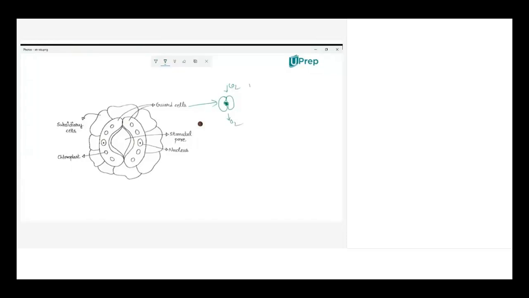The stomatal pore opening and closing will be controlled by various factors, like sunlight. In the sunlight, photosynthesis generally happens. So in the presence of sunlight, the stomata will open. But not the whole daytime. Sunlight will be available the whole daytime from morning to evening, but the stomata will not be open the whole daytime. During daytime, at midday, the hot afternoon time, the stomata will get closed.